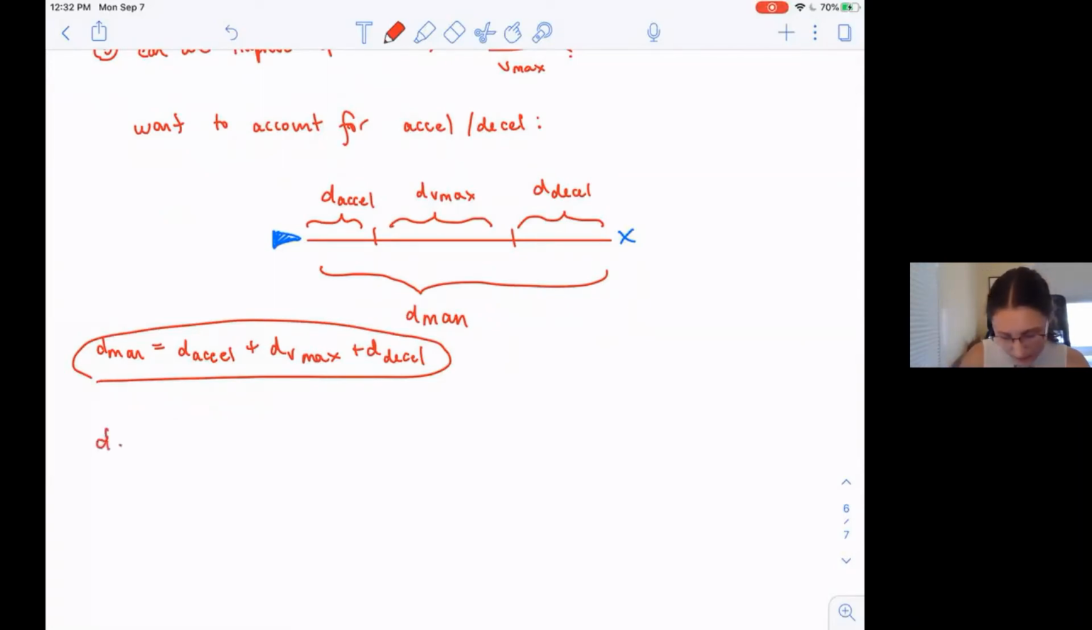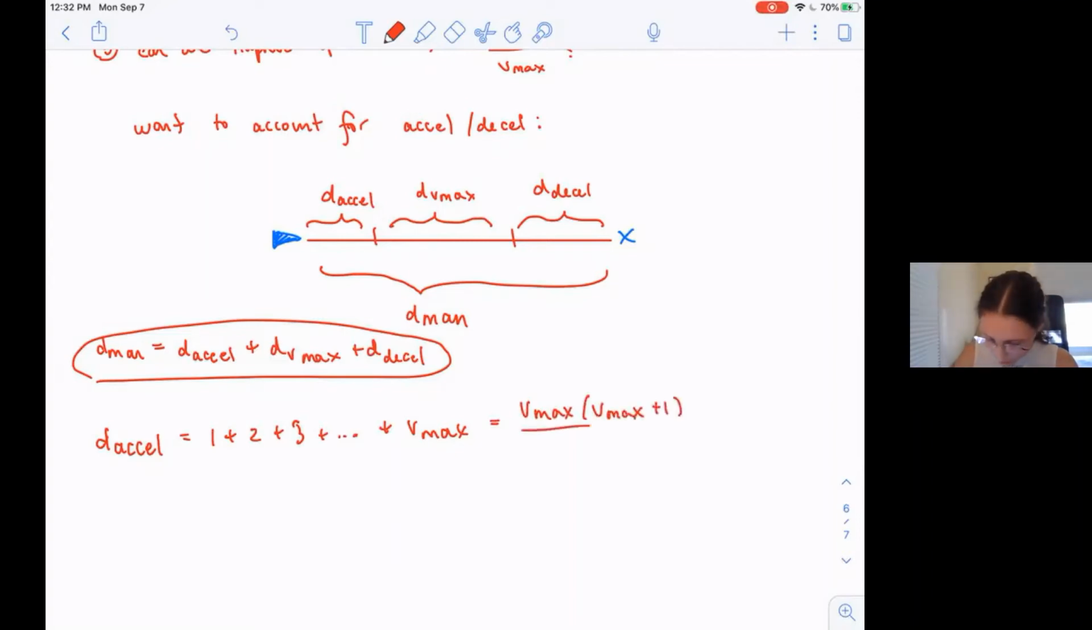Well, let's look at d_accel. Intuitively, what's happening there is our agent chooses to go fast, v equals 1, and it gets to move a distance of 1. Then it accelerates again, v equals 2, and it gets to move 2 squares. And it keeps doing this until it hits v_max. So the total distance it's going to travel during this acceleration period is 1 plus 2 plus 3, all the way up to v_max. We can simplify this expression a little bit and rewrite it as v_max times (v_max plus 1), all over 2.